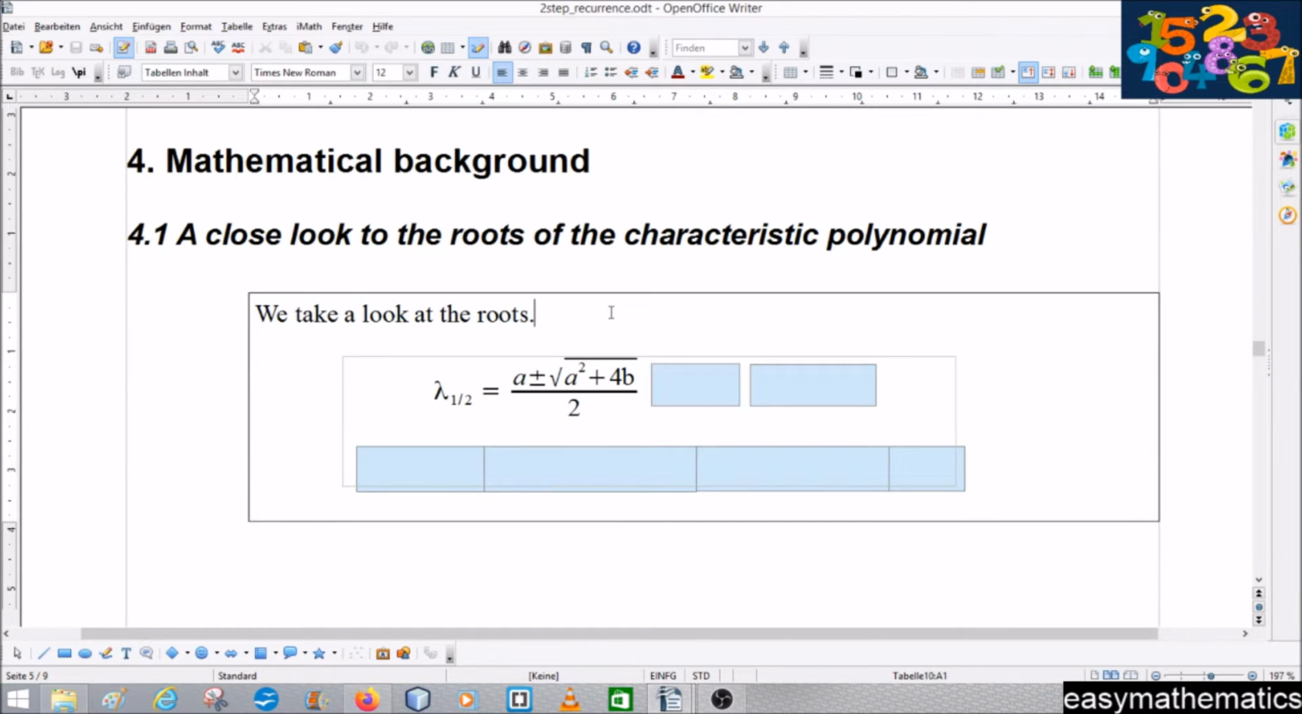And if we take a close look at the roots of the characteristic polynomial, they are given by a plus minus square root of a squared plus 4b, over 2. I want to remind you that the characteristic polynomial was lambda squared minus a lambda minus b. Okay, and if we set this to 0, we get these two roots. And now we can play.